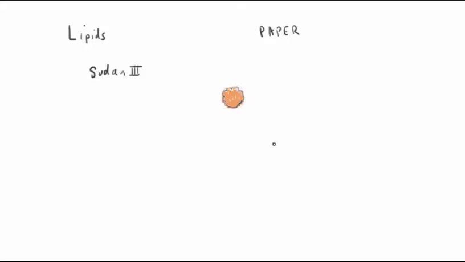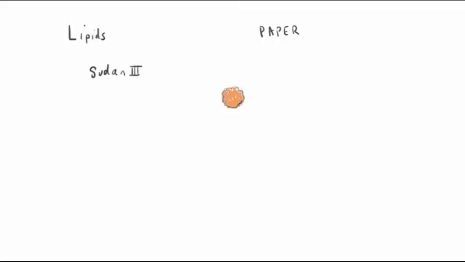So in other words, if you have a material that has got some hydrophobic substance in it, and you could apply it to paper, let it dry, and then use Sudan III to detect the presence of lipids in that sample you blotted onto the paper, and that's going to be the basis of the Sudan III test.